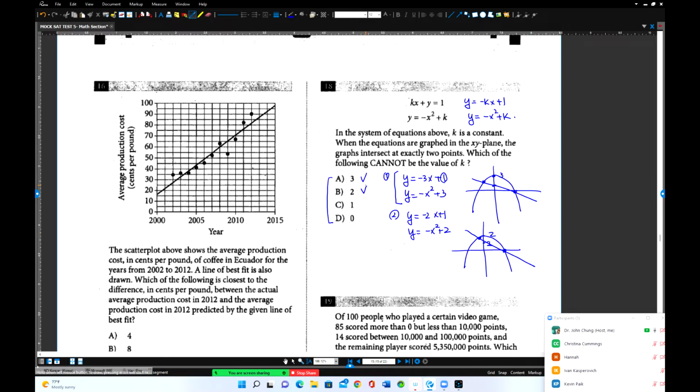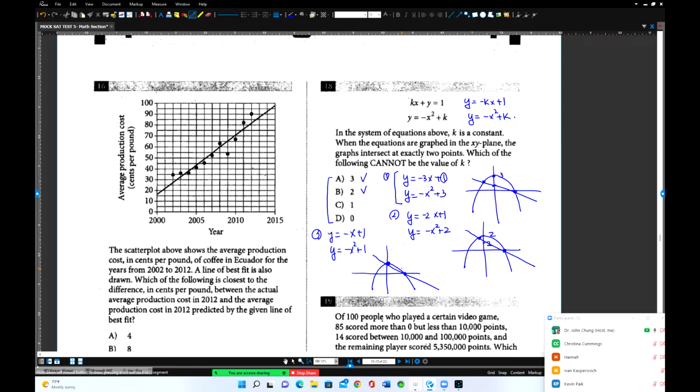This is okay. What about the third one? Put this number k equals 1 there. Y equals -x plus 1, since k is 1. The other one is y equals -x squared plus 1 over here, right? Where is the y-intercept? Over here, the graph is this one. This is still y-intercept 1, -x. The graph looks like this, okay? Yeah, they have 2 points anyway.